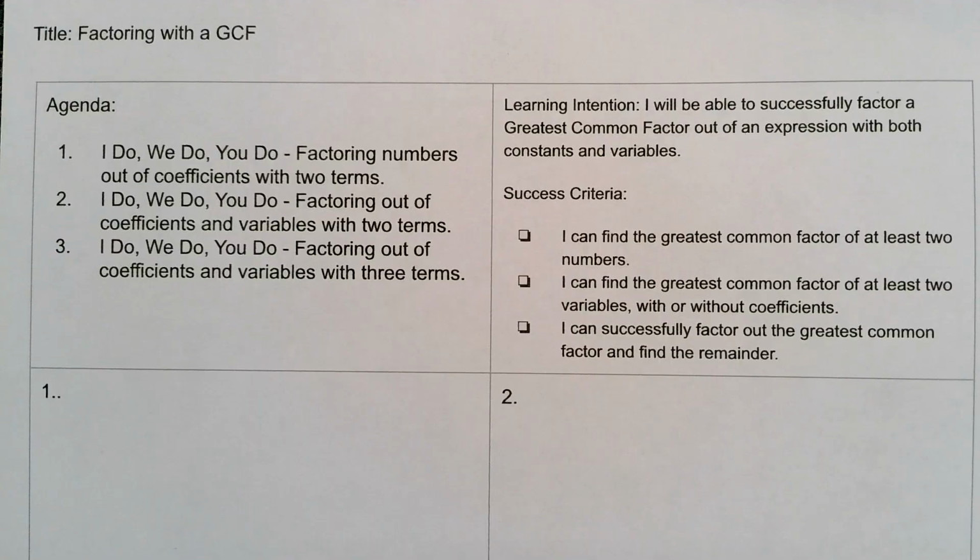So let's take a look at our agenda. We're going to do I do, we do, you do, first with factoring numbers out of coefficients with two terms, then factoring out of coefficients and variables with two terms, then finally factoring out of coefficients and variables with three terms.